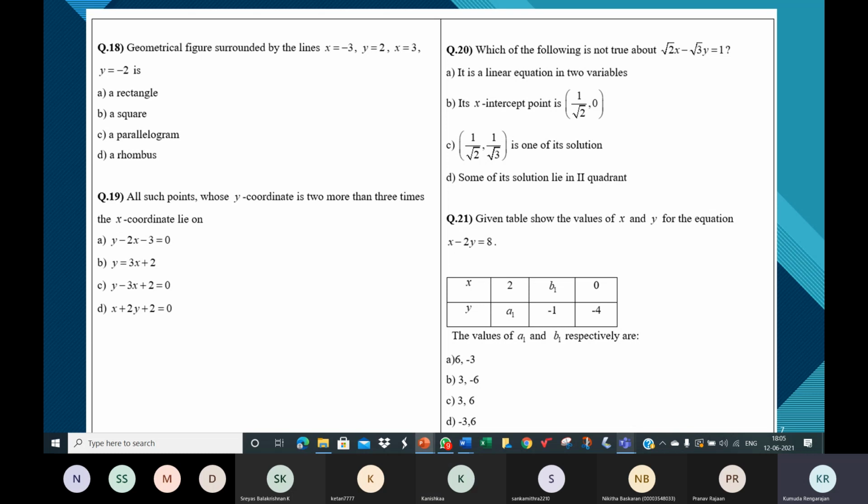So for this, what you have to do, just use x as 1 by root 2 and y as 0 and see if the equation is satisfied. Its x-intercept is 1 by root 2 comma 0. X is 1 by root 2, y is 0. Please see if the equation is satisfied. Yes, ma'am. So the equation is satisfied because in place of x, when we use 1 by root 2, root 2 will get cancelled. So you have 1.